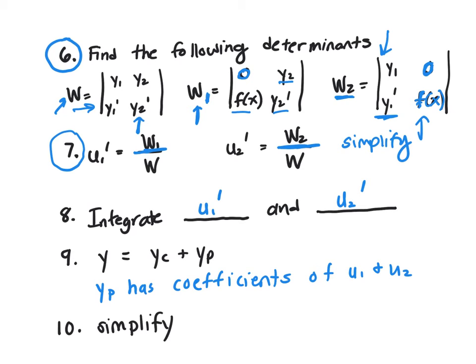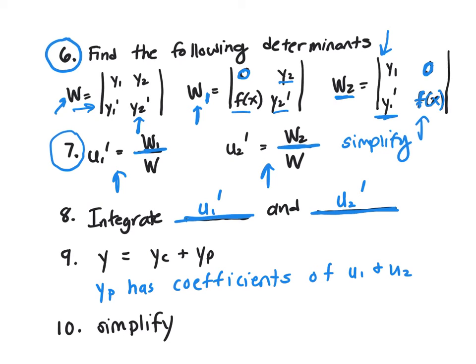8. What you're going to do now is integrate u sub 1 prime. Of course, that will take it back to u sub 1. And integrate u sub 2 prime. You're integrating these two things, and that'll be your u sub 1 and u sub 2.